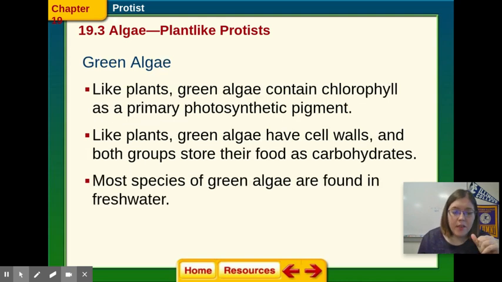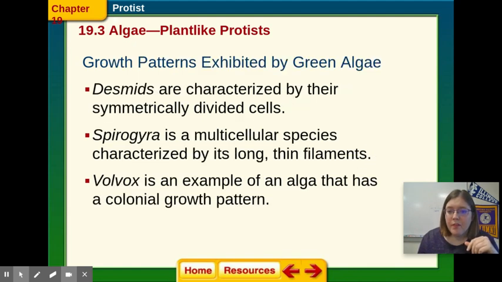Then, of course, we get to the green algae, right? So it's very plant-like. We do have that around here. It contains chlorophyll. It is photosynthetic. Okay, these green algae have those cell walls. And most of these species that we do have around here are freshwater, right? So the green algae found in our lakes, rivers, streams, creeks, so forth, so on. In your fish tank, probably. Okay.